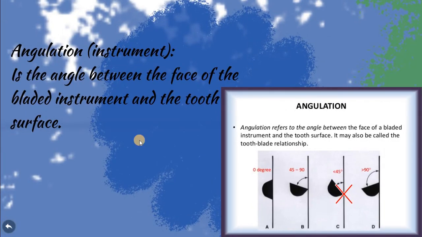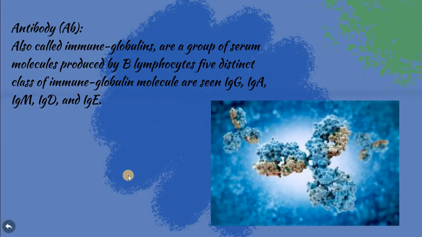The term angulation: we discussed adaptation and activation in the previous lecture, while angulation of instrument is the angle that you form between the active surface of the instrument and the root surface, or the tooth surface in general. So this is angulation of instrument.